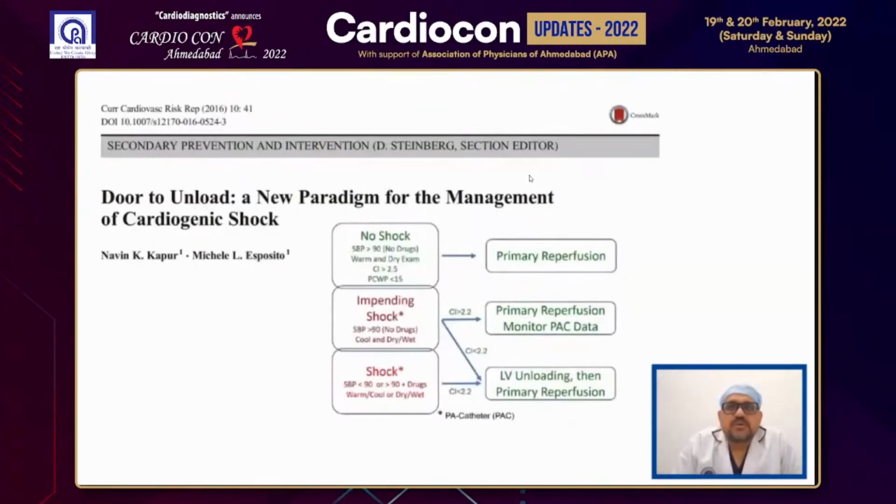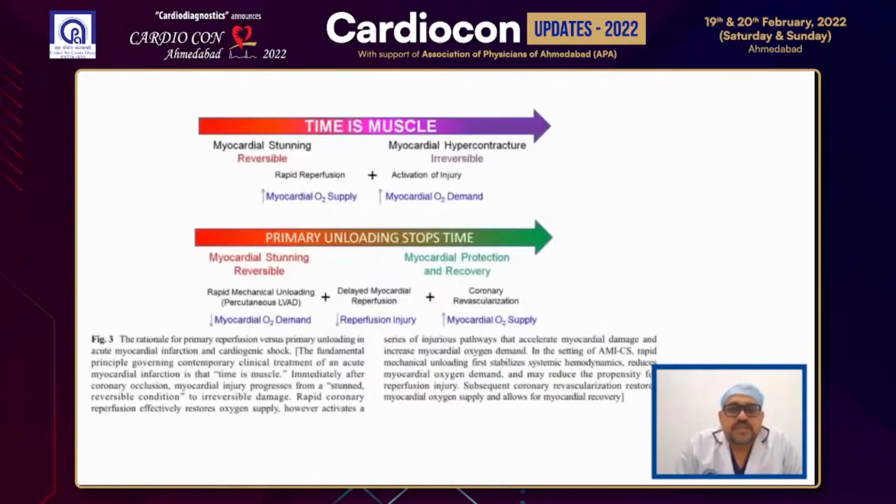Finally, I would like to bring your attention to another excellent article by Kapoor and Esposito, and they recommend a primary unloading strategy when the patient is in cardiogenic shock, followed by reperfusion. Why? They stressed the aspect of time. Time is money, as we all know. But more importantly for us, time is myocardium. And primary unloading stops irreversible myocardial injury and leads to better myocardial protection and recovery.